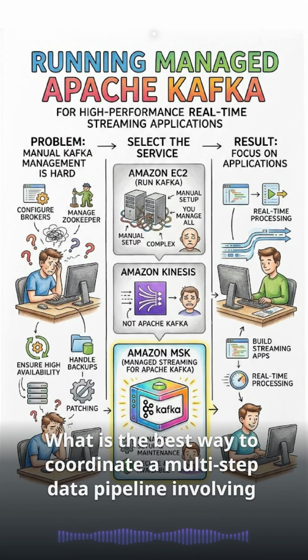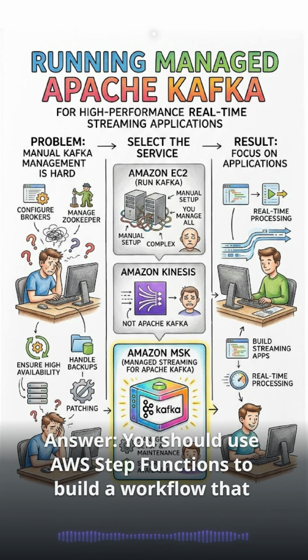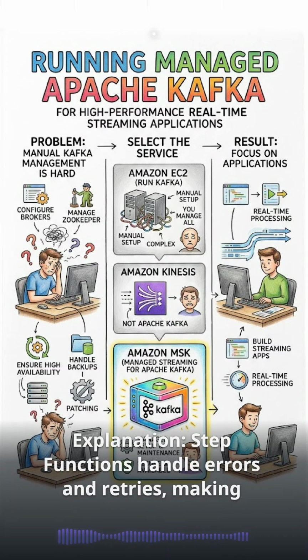27. What is the best way to coordinate a multi-step data pipeline involving Lambda and Glue? You should use AWS Step Functions to build a workflow that manages each step in order. Step Functions handle errors and retries, making sure your entire data process finishes successfully every single time.